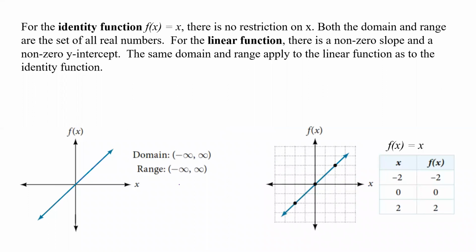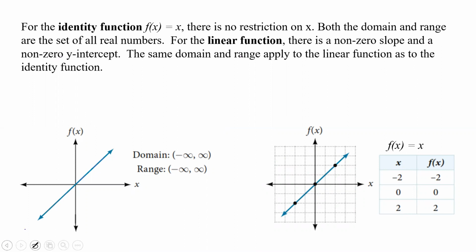Now we have the identity function. Basically, f of x is equal to x. Again, there's no restriction on x because no matter what x we put in, it's going to work. So both the domain and the range are the set of all real numbers. Over here, this is the specific graph, y equals x.